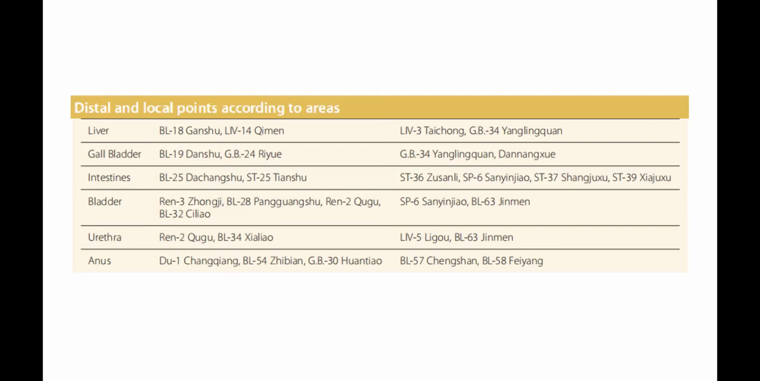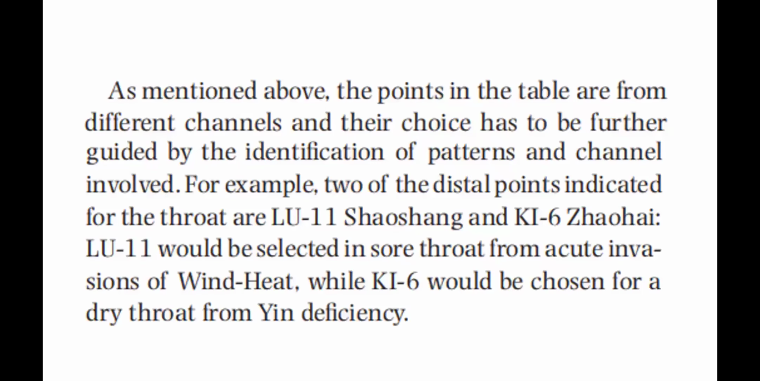Urethra: REN 2 and bladder 34 as local points, liver 5 and bladder 63 as distal points. And finally, the anus: DU 1, bladder 54 and GB30 as local points, and bladder 57 and bladder 58 as distal points. As mentioned, the points in the table are from different channels, and their choice is to be further guided by identification of patterns and channel involved.